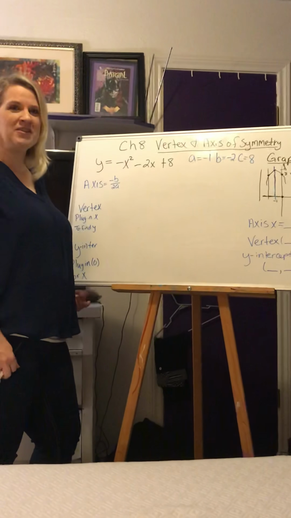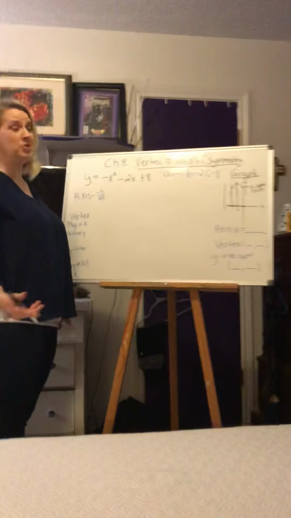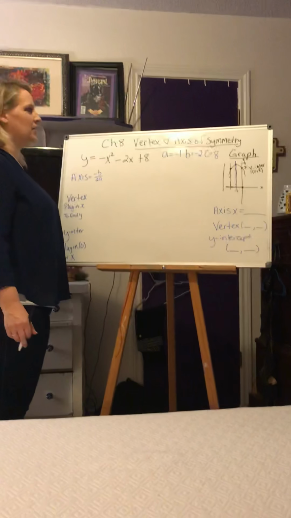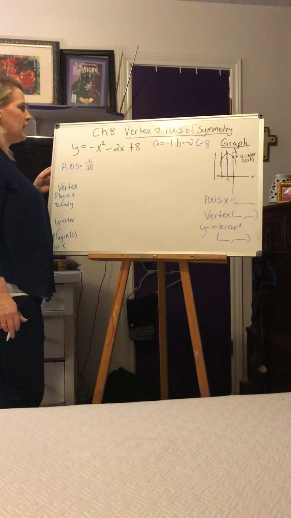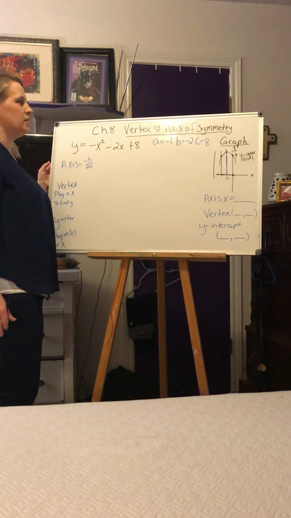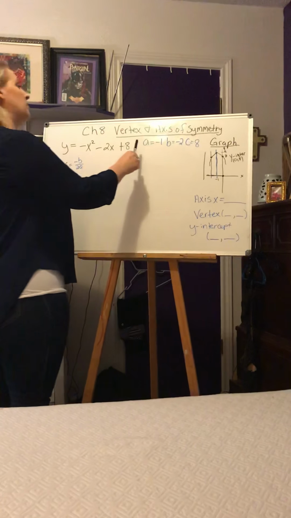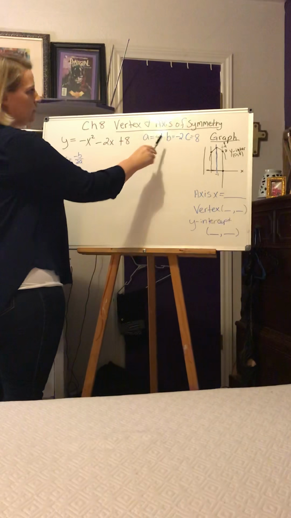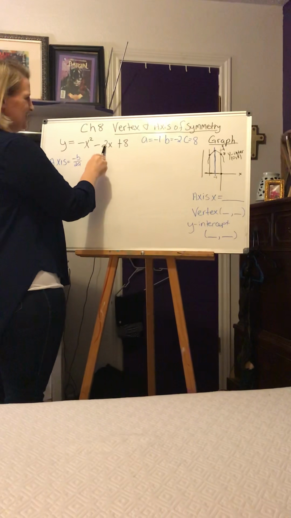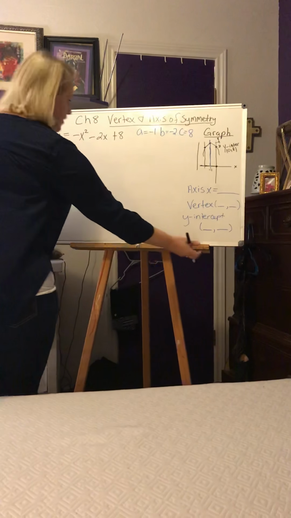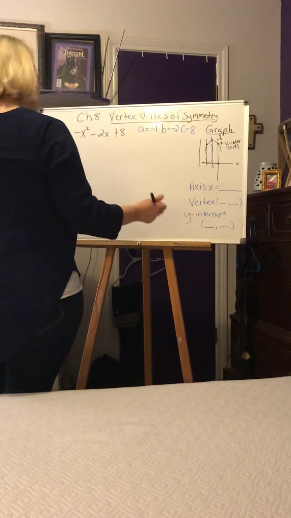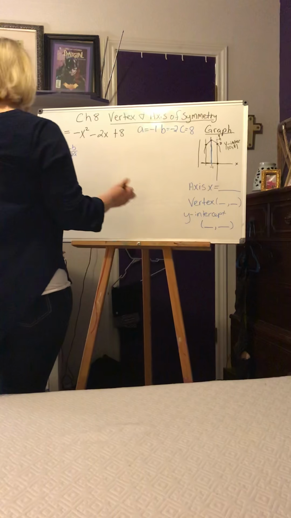I'm Kim Ivy, and this is problem number 2 for chapter 8. We're going to find the vertex and the axis of symmetry for y equals negative x squared minus 2x plus 8. Our a will equal negative 1, our b will equal negative 2, and our c will equal 8. And then we'll graph after we find the axis, the vertex, and the y-intercept.